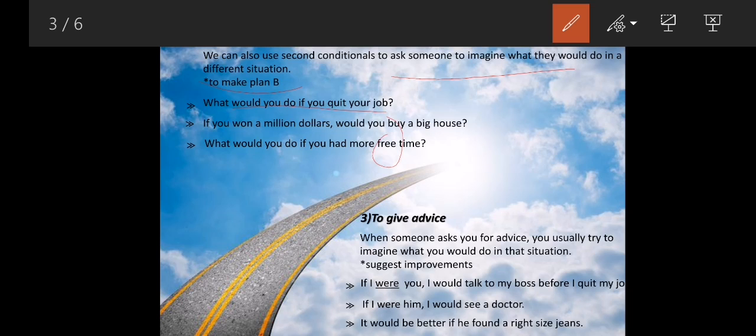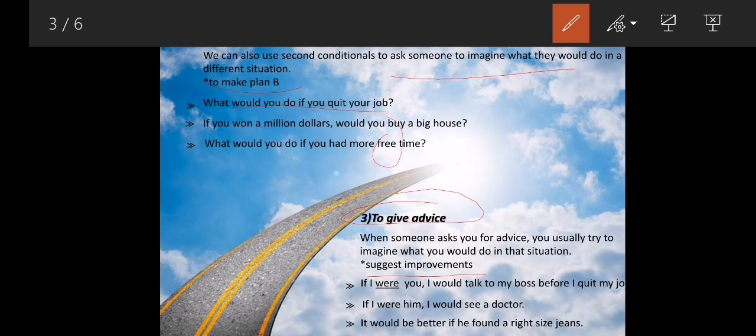Another subject that we use second conditional is giving advice. When someone asks you for advice, you usually try to imagine what you would do in that situation and share that situation with those people. Or sometimes you suggest some improvements.